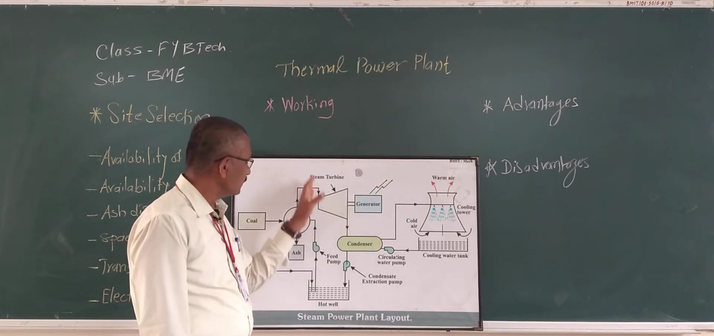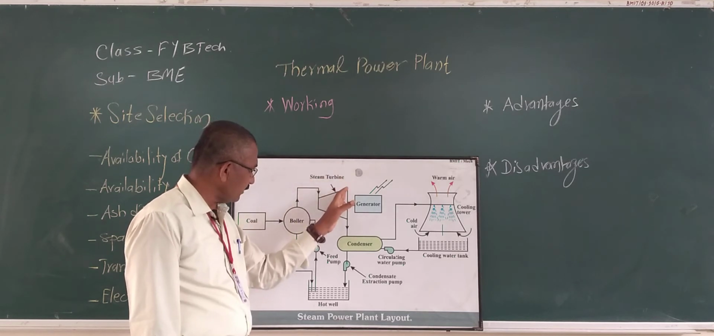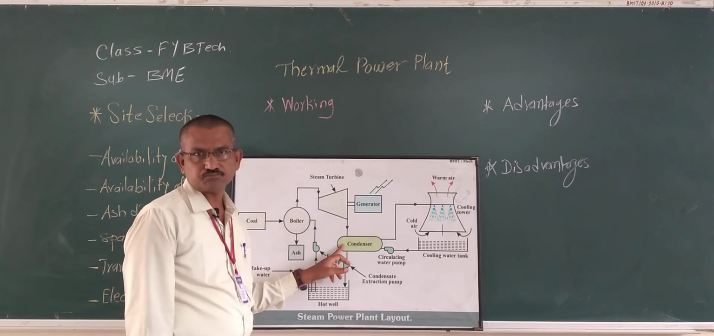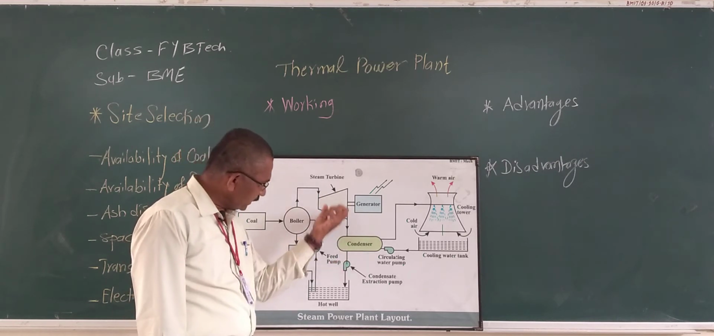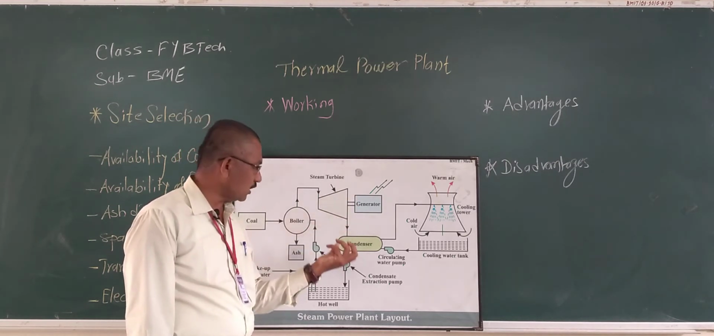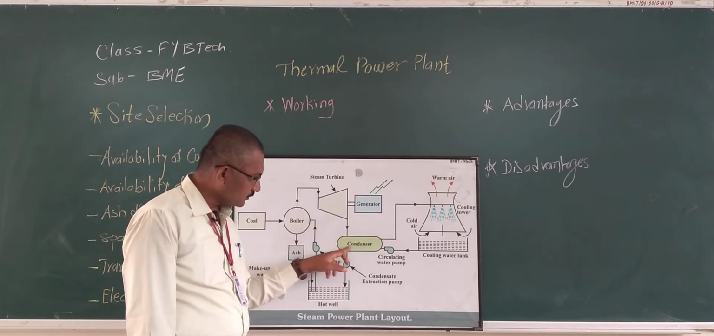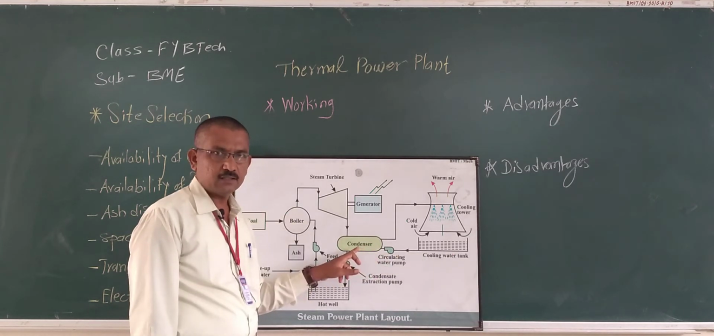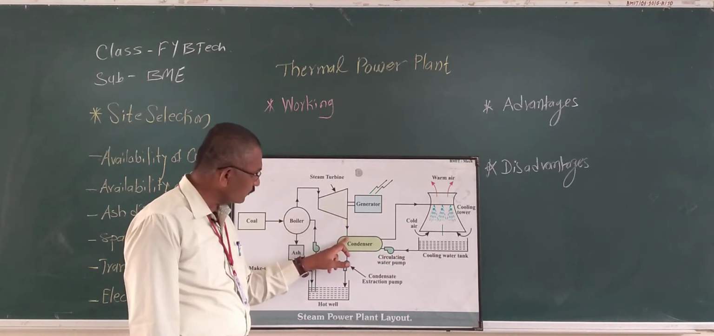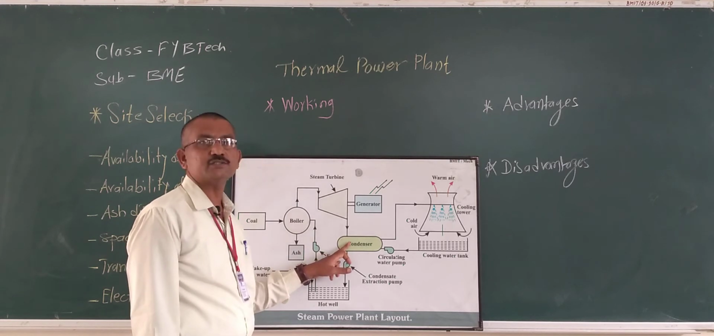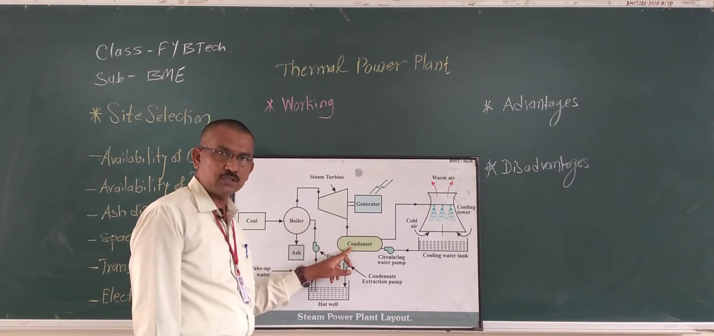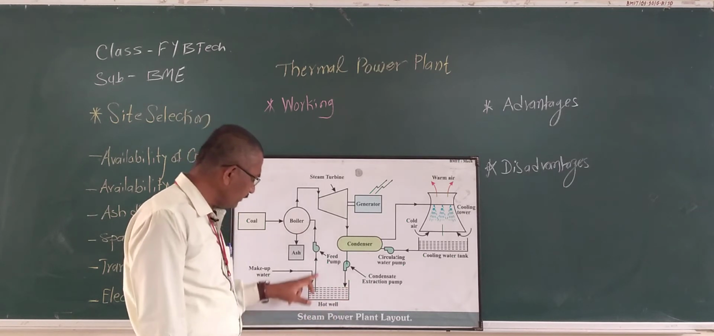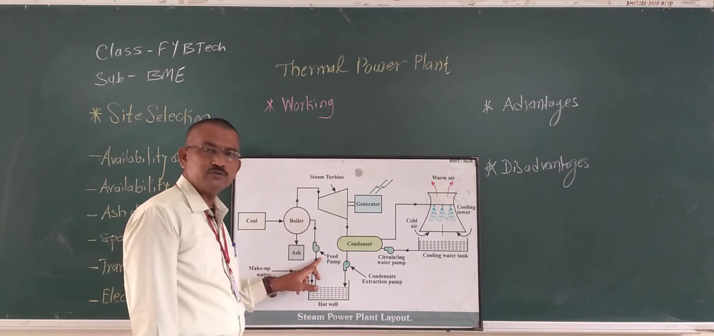Okay. So after that, the steam coming out from the steam turbine is supplied to the condenser, where the heat from the steam will be absorbed and taken by the cooling water coming from the cooling water tank, isn't it? Because of this, the steam coming out from the steam turbine will get condensed, and that condensed steam, that means water, will be again supplied to the hot well, and again that water will be given to the boiler by using the feed pump.